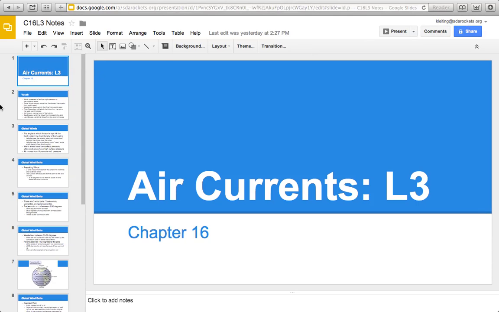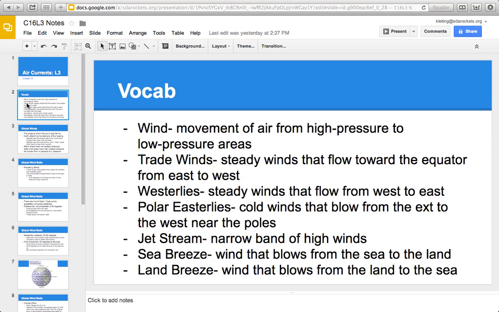Lesson 3 is over air currents. What we're mostly going to be talking about is winds. Our vocab here, first we have wind, movement of air from high pressure to low pressure areas. This is going to be very important, just like almost everything in nature. It wants to go from high to low. It wants to balance everything out.